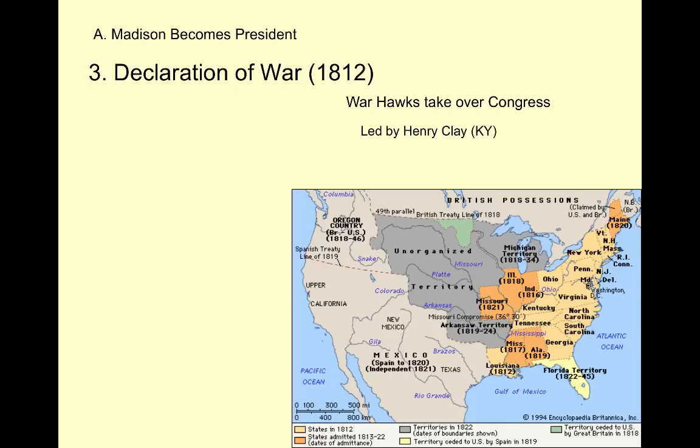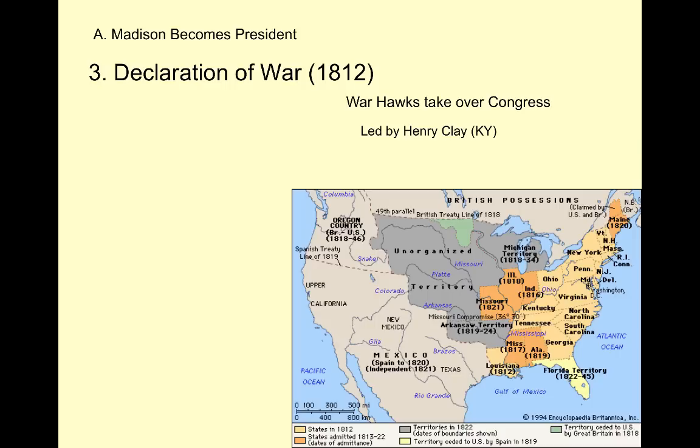Now, we're going to talk a lot about Henry Clay in upcoming lectures. Henry Clay is a Westerner. If you look on this map, Kentucky is on the frontier at this time, and they are the ones suffering from these Native American attacks. And so they want to declare war on England. England, after all, is giving these Native Americans guns and encouraging them to attack Kentuckians. So Henry Clay and his fellow Kentuckians desperately want this war to punish the British and stop them from giving weapons to the Indians.